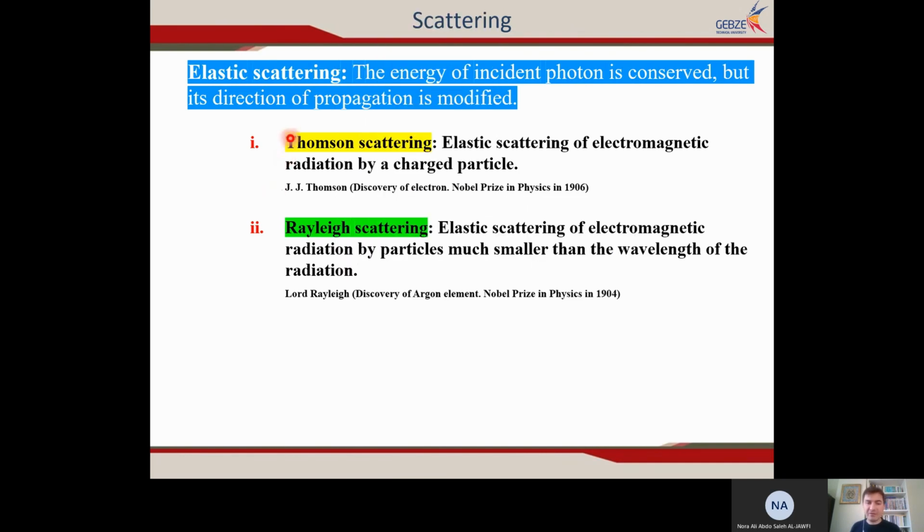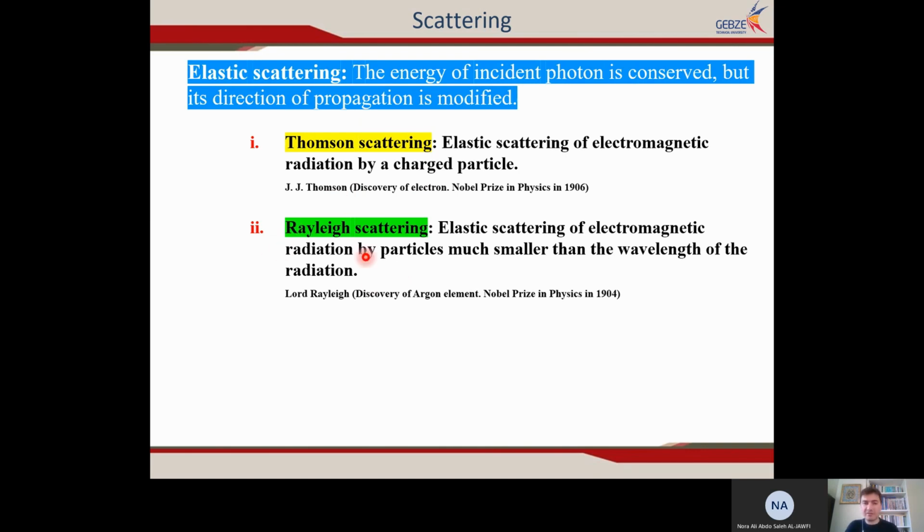So here we have two types of elastic scattering. One is Thomson scattering, which is the elastic scattering of electromagnetic radiation by a charged particle. In our case, the electromagnetic radiation is the X-ray and the charged particle is the electron in the atom, okay? Thomson was also awarded the Nobel Prize in 1906 for the discovery of the electron.